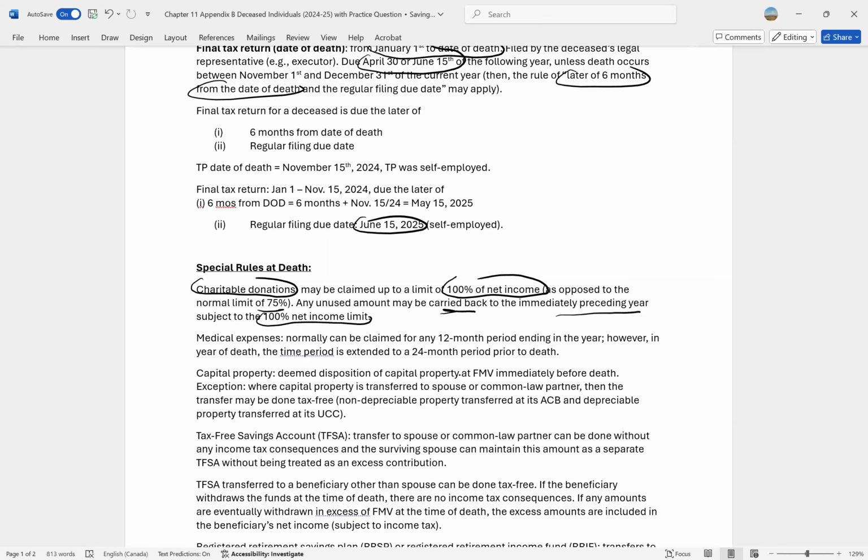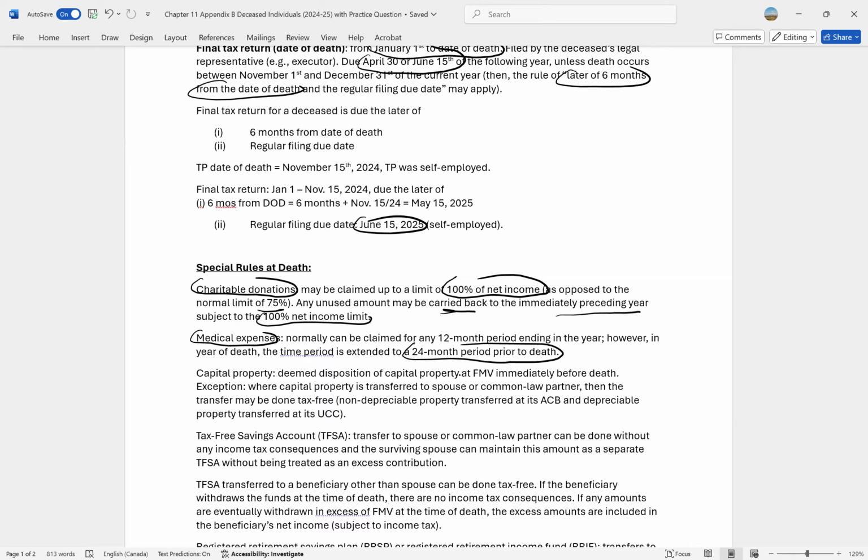Medical expenses. Normally you can claim medical expenses for any 12-month period. Remember those medical expense tax credits that we talked about in chapter 4? Usually it can be for any 12-month period ending in the year, but in the year of death, that can be extended for a 24-month period. So once again, just giving you more leeway to use up all those medical expenses that may have accumulated over the last couple of years.